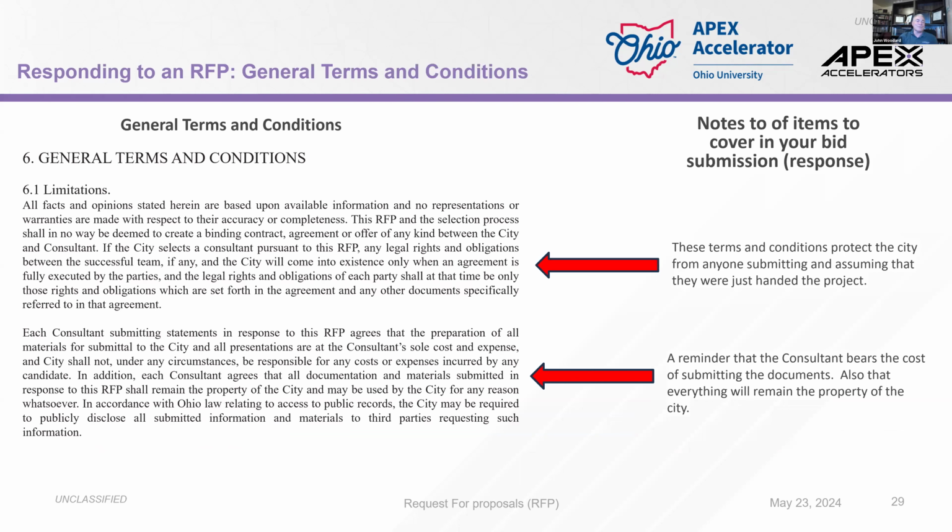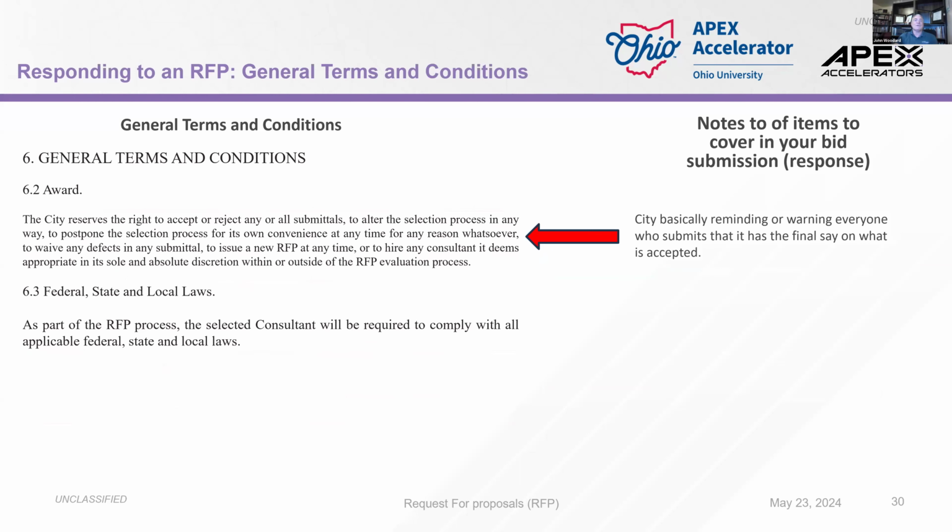Then you get to the general terms and conditions. And this is to protect you, the vendor, and the municipality or the organization. This sets out the terms that protect the organization from anybody expecting to get the project just because they submitted. That doesn't happen. And then the next paragraph talks about how you bear the cost for submitting. Right here, they're going to talk about awarding the contract.